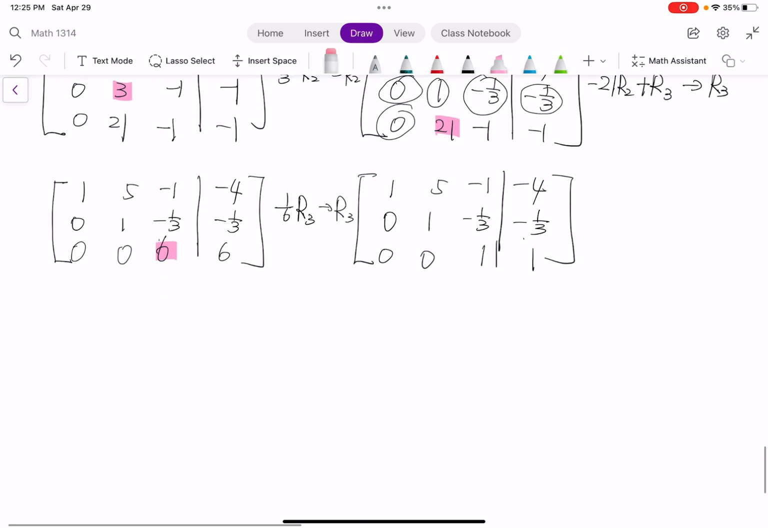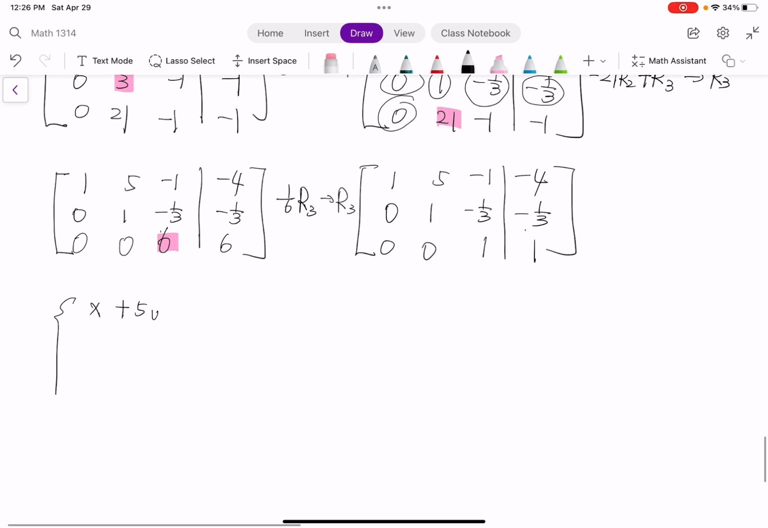So we need to convert it to the system of linear equations. So the system of linear equations is x plus 5y, because the second term is the y, minus z equals negative 4. And y minus 1/3 z equals negative 1/3. And z equals 1. So we have 3 equations.